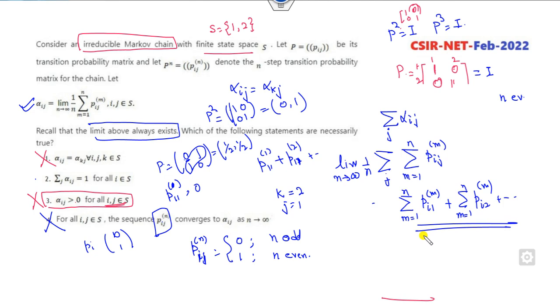Rho sum is 1 because of the Markov chain. So 1 by n is outside, and n by n is my 1. This is the same as the option. So the right answer is B.